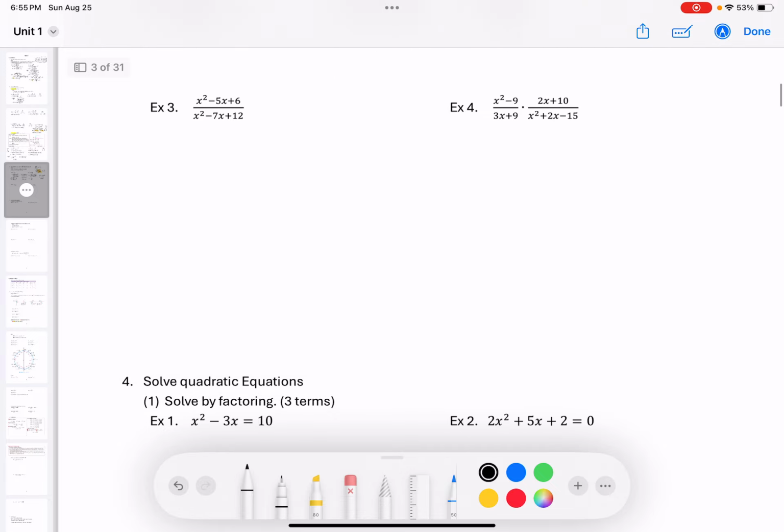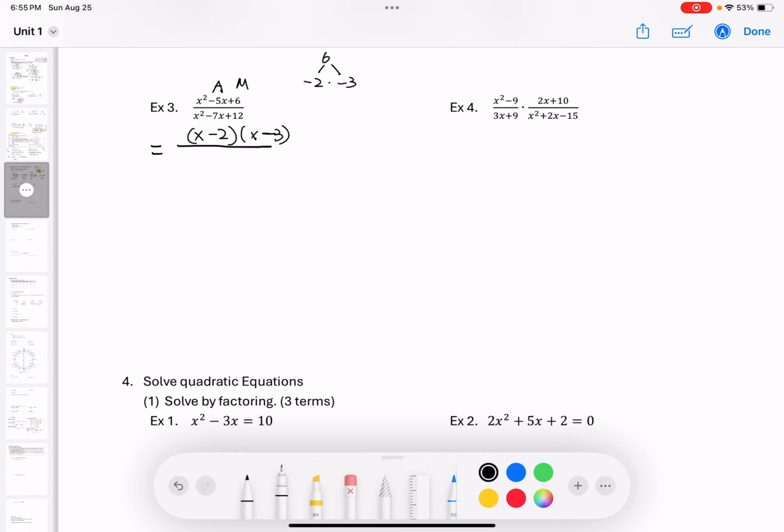Okay, let's see example 3. Let's factor the top and the bottom. We have 3 terms on the top, and we can use the AM method. So we say x squared, the first leading term. M is 6. Find 2 factors whose addition makes negative 5. Negative 2, negative 3, multiplication negative 6, addition negative 5. So we have x minus 2 times x minus 3.